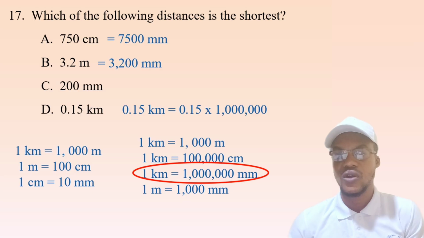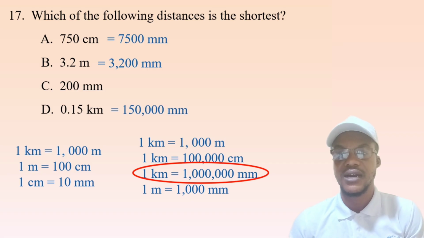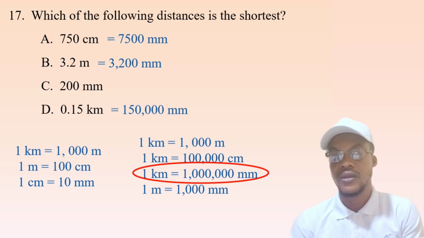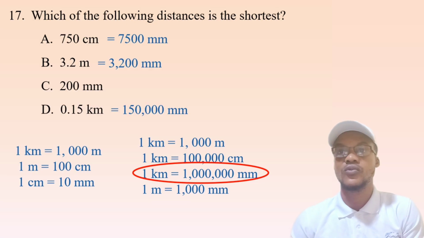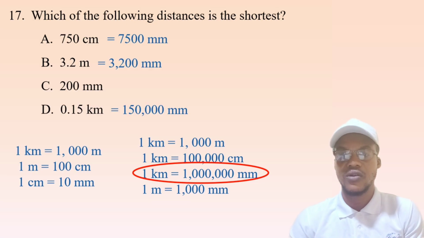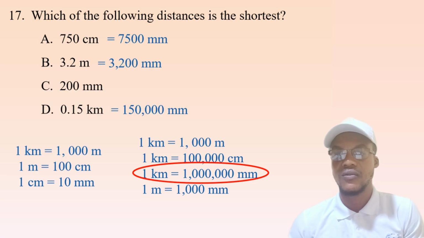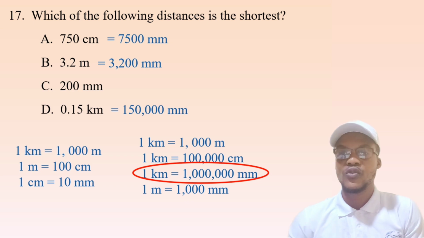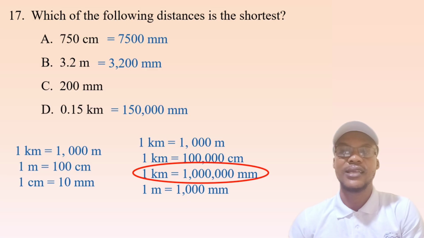So when we multiply, what are we going to get? We are going to get 150,000. Yes, that is what we are going to get, 150,000 millimeters. So it means that if you convert from 0.15 kilometers to millimeters, you are going to get 150,000 millimeters. So now the conversions are done.